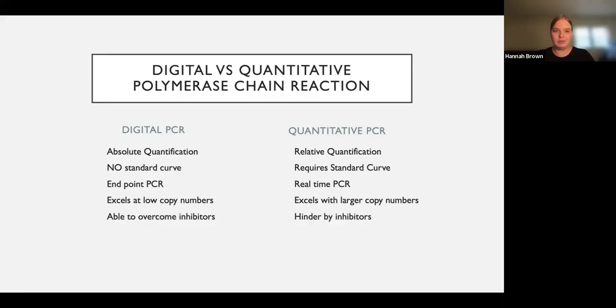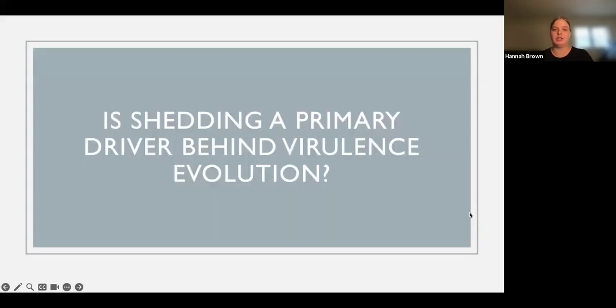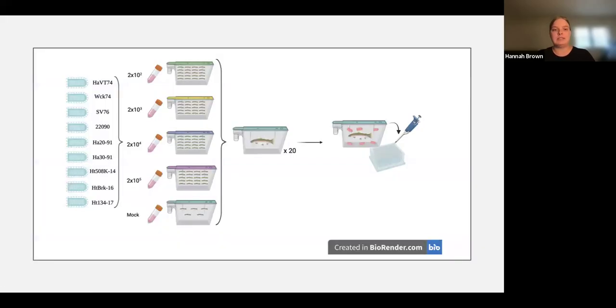So armed with this new technology, we went back to our research question of, is shedding a primary driver of virulence evolution? In order to test this, we set up an experiment using 9 of the isolates that Melina talked about in her earlier presentation. These are primarily M genogroup isolates, so after the host jump. We tested them at 4 different doses, ranging from 2 times 10 to the second PFU per mil up to 2 times 10 to the fifth PFU per mil.